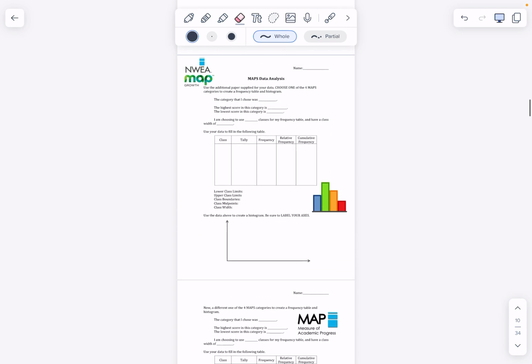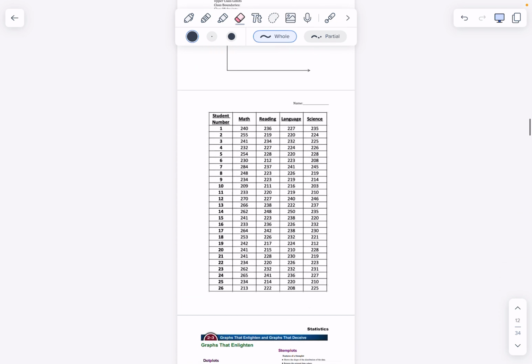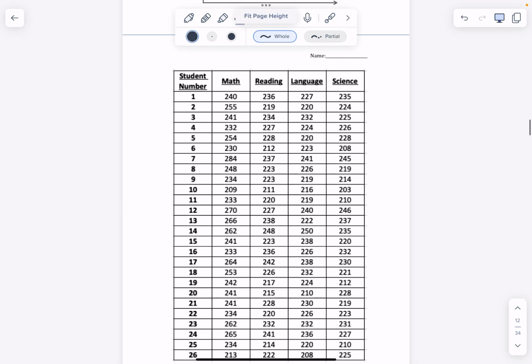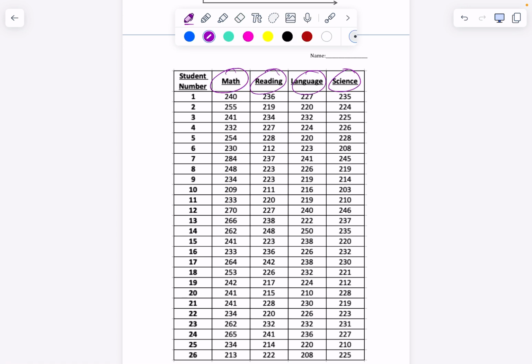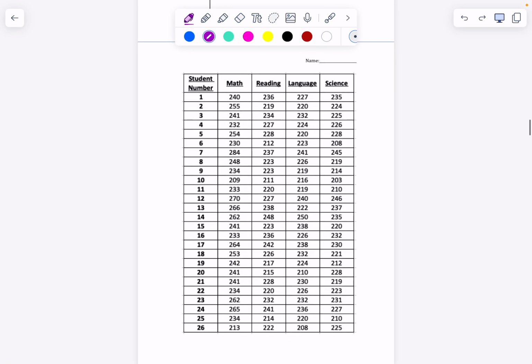Okay, so we have MAPS data. And Mary, you don't know this, but MAPS testing is a standardized testing that we do for everybody except seniors. They test you in these 4 categories: math, reading, language, science. This data is from 3 or 4 years ago. I had 26 students, and I took all their scores and threw them in a spreadsheet. So you can do whatever you want.